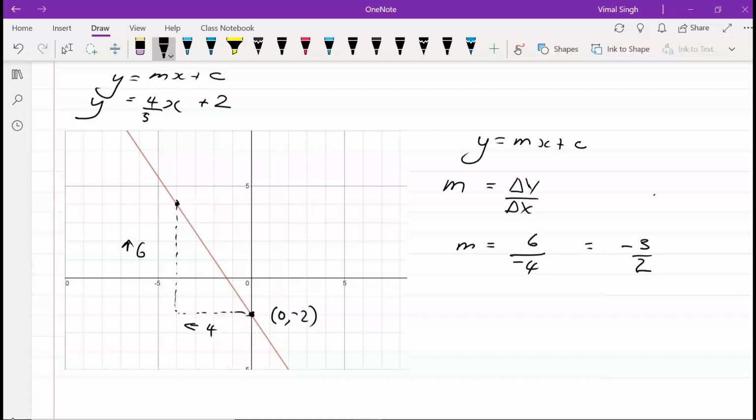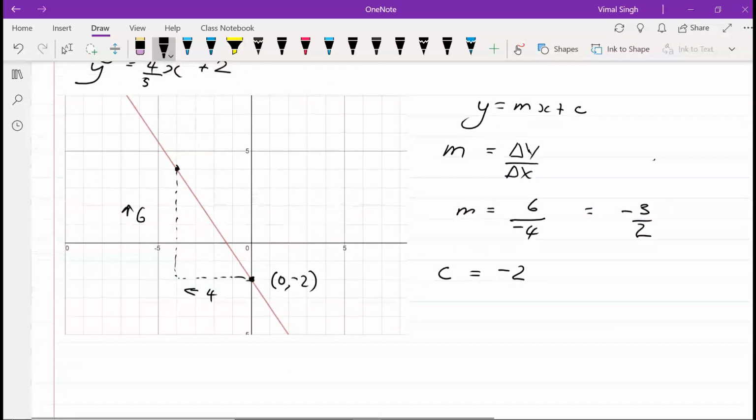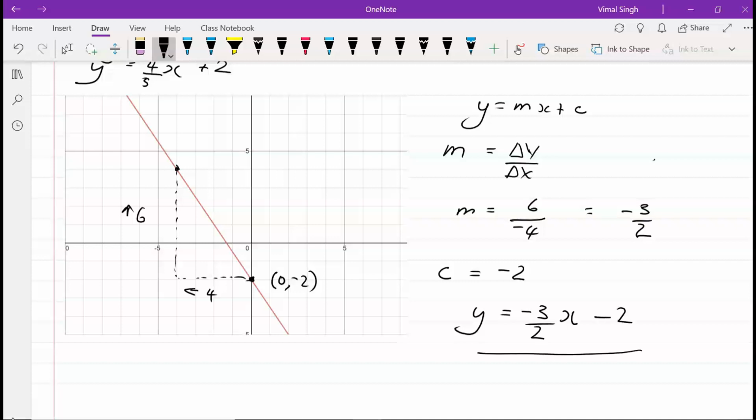The y-intercept, as I said earlier on, is c is equal to negative 2 in this case. And so now I can put them all together and write down the equation: y is equal to minus 3 over 2 x minus 2. So this is the equation of that line there.